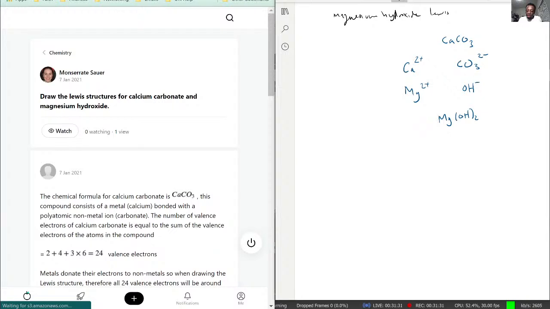Since this is CO3 2 minus, carbon has 4 valence electrons and oxygen has 6. 6 times 3 is 18, plus 4 is 22 electrons, plus the 2 minus, so we're dealing with 24 electrons total. We have the carbon in the middle, and 1, 2, 3 O's. 1, 2, 3, 4, 5, 1, 2, 3, 4, 5, and 1, 2, 3, 4, 5.